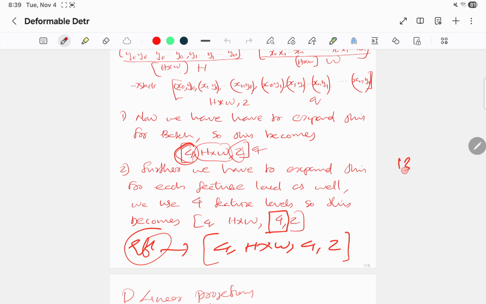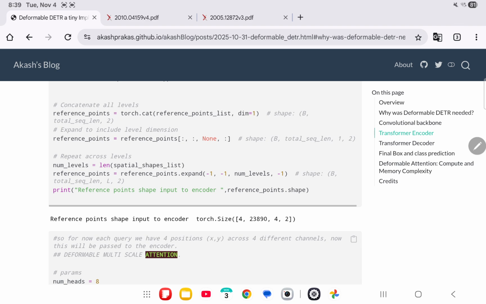We have to initially do it for 134 by 134, then 67 by 67, then 34 by 34, and 17 by 17. You have to do this for all the feature levels and finally stack them all together. Once we do that, we get the same number of queries for all the queries. We get the xy point, and since we are doing it across 4 different levels and 4 different batches, that is what we get. So now we have the reference points.